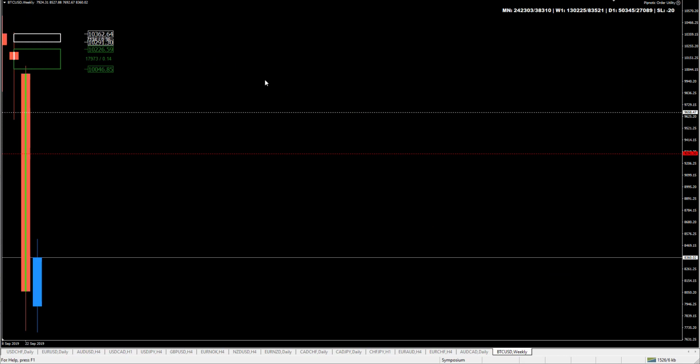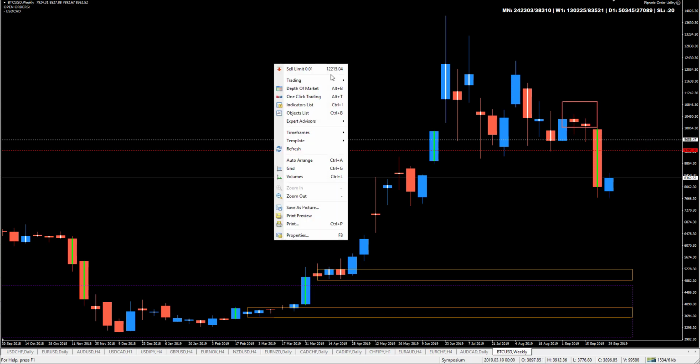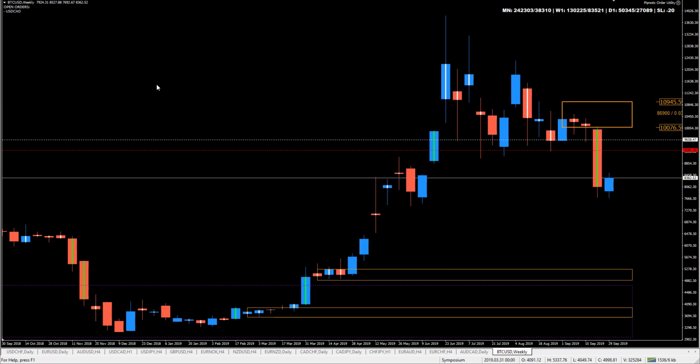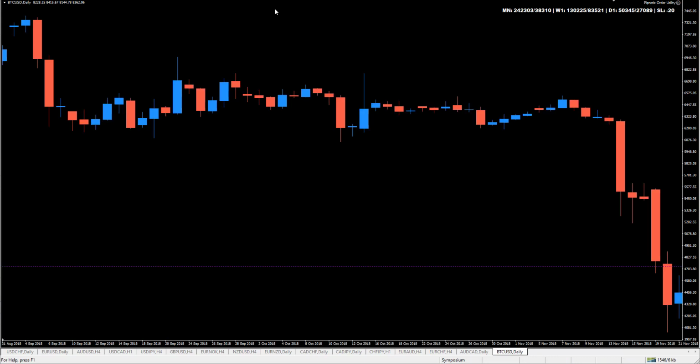If we have a look at the big time frame, sometimes you just need the macro view, and here it becomes clearer. High of the candle to the left, boom, like that. So the 10,076. So this could be an interesting area to begin to accumulate orders to sell. Do we have anything more? Nothing there on the daily.